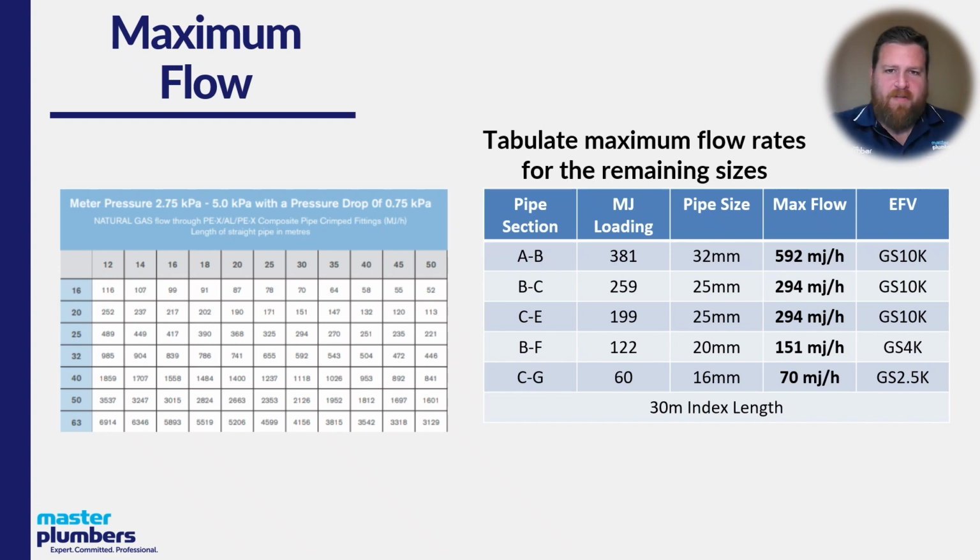So in order to save a bit of time, I have taken the liberty of filling out the rest of this chart with the maximum flow rates. So as we can see here, the 25 mil pipe size gets a max flow of 294 megajoules. The 20 mil gets 151, and the 16 mil gets a max flow of 70 megajoules. Now this information is going to come into play shortly.